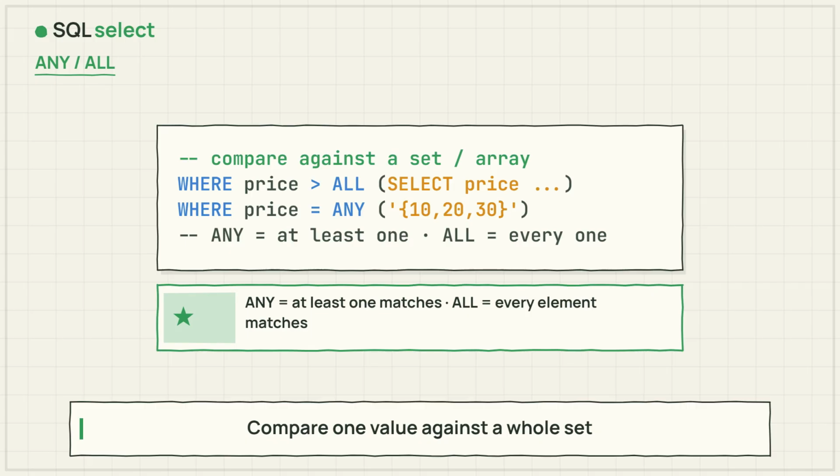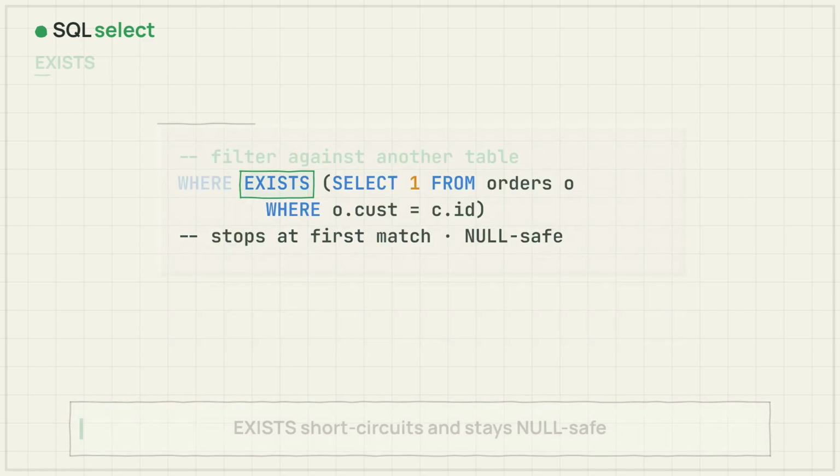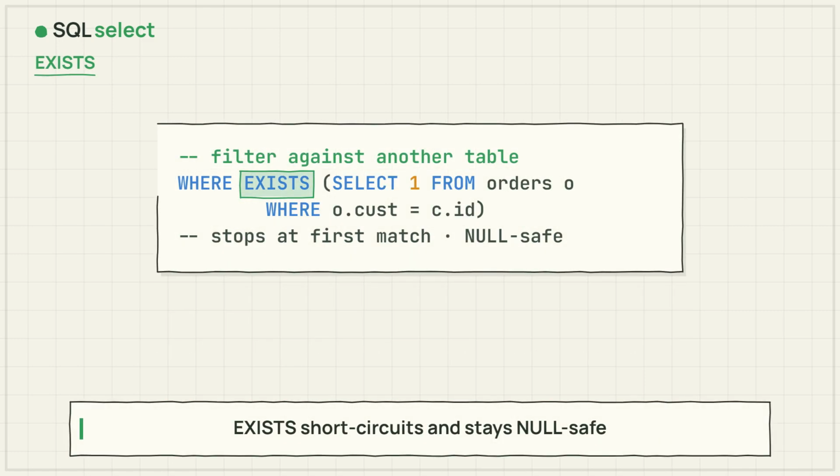ANY and ALL compare a value against a set or an array. Greater than ALL means bigger than every element. Equals ANY means it matches at least one, which is exactly what IN is under the hood. Handy when the set comes from a subquery.